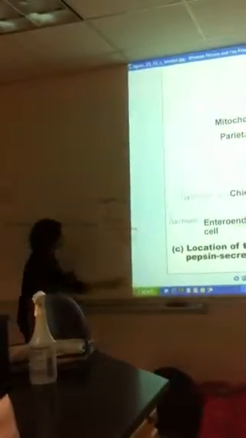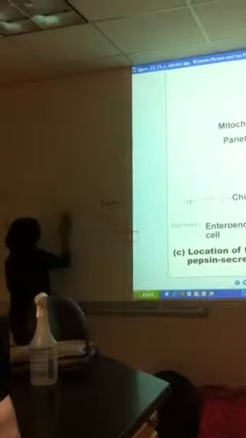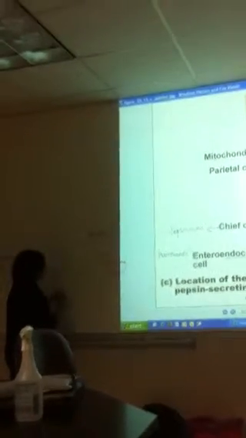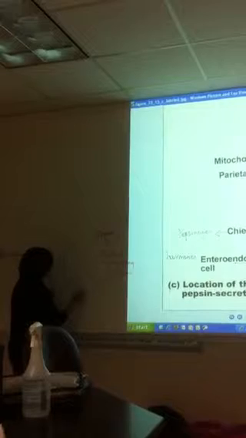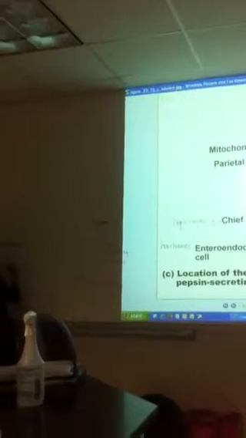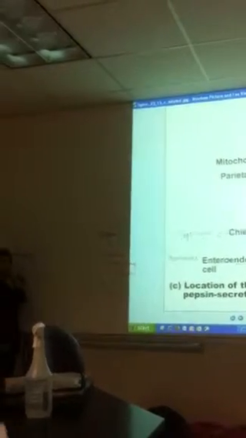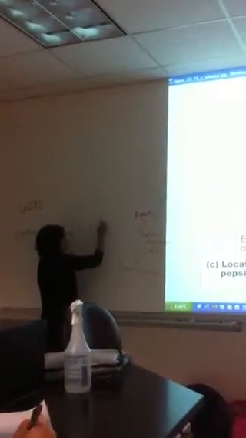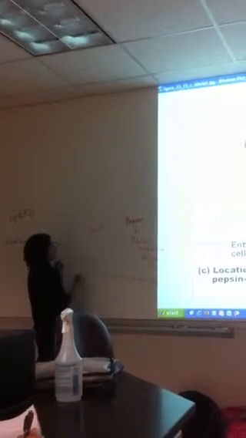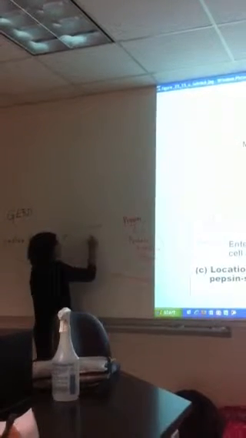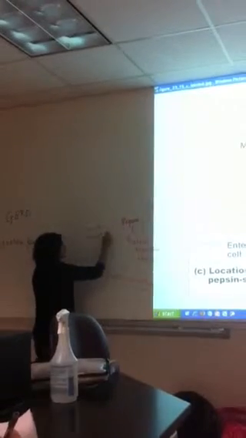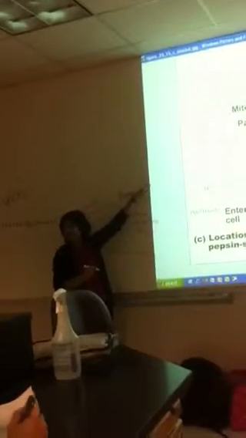Pepsin digests proteins. A protein is a large polypeptide, right? And so it breaks it down into smaller peptides. So long chains of polypeptide are broken into shorter peptides by cleaving peptide bonds. Now, pepsin needs an acidic environment. Every enzyme is specific in what kind of pH it needs. Pepsin needs an acidic environment, and that acidic environment is provided by the presence of HCl.